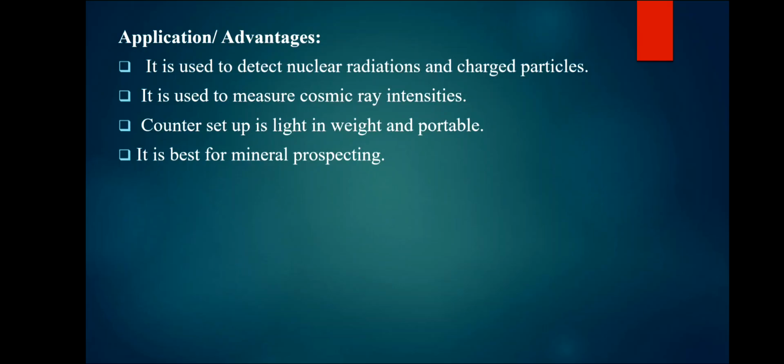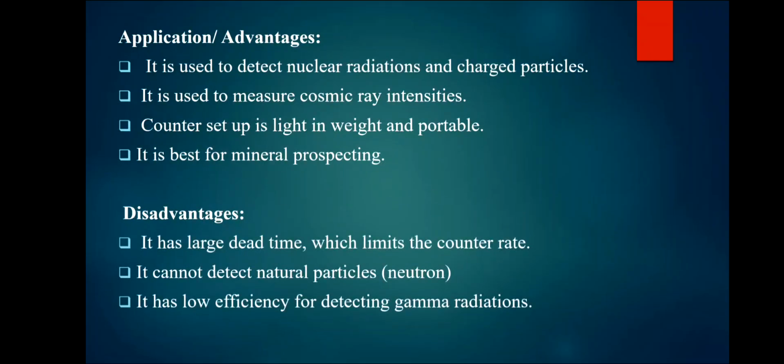As we can see, there are many advantages of the GM counter, but it also has some disadvantages, like it has a very large dead time which limits the counting rate, and it cannot detect neutral particles like neutrons. Also, it has a low efficiency for detecting gamma radiations.